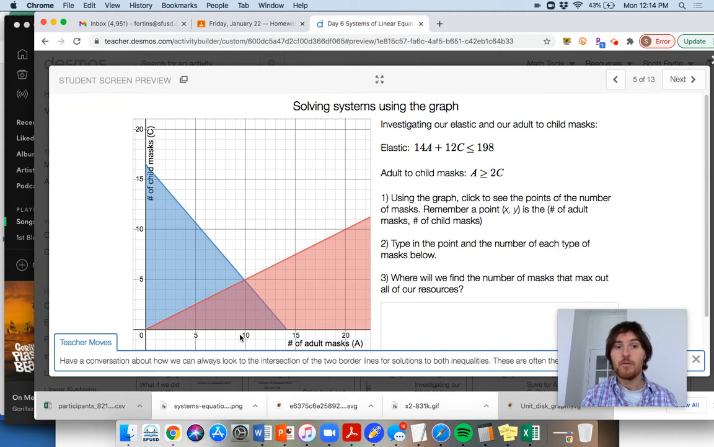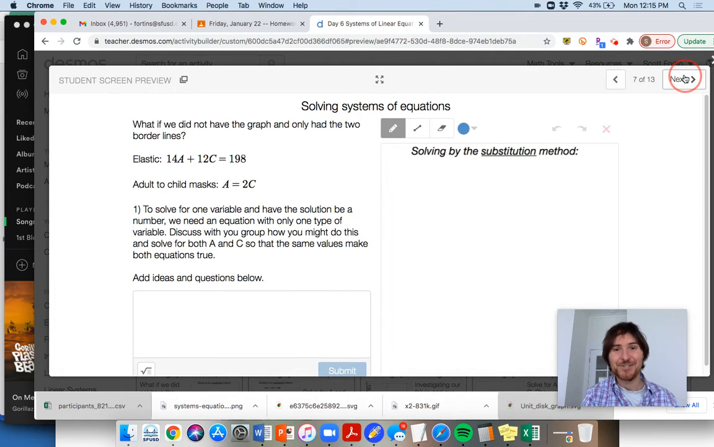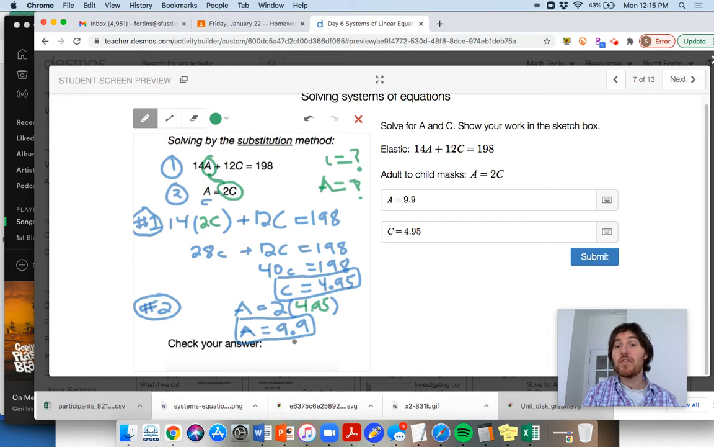So this was 4.95, 9.9. So not quite, can't quite make 5 child's masks and 10 adult masks. It doesn't quite work here, okay? One thing that I didn't cover earlier in class is that you can always check your answers and verify this is right. Of course, I know 4.95 works in this equation, returning a 9.9 for A, because that's what I did here. So I used equation number 2 to solve for A.